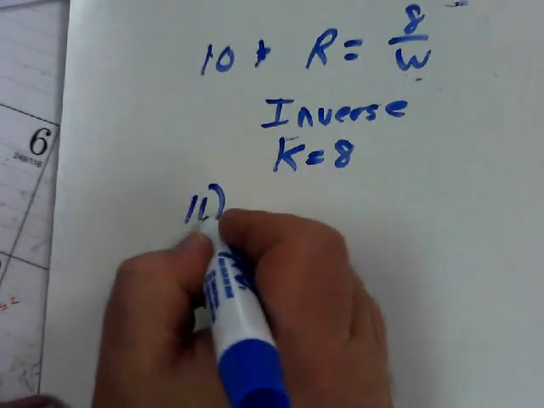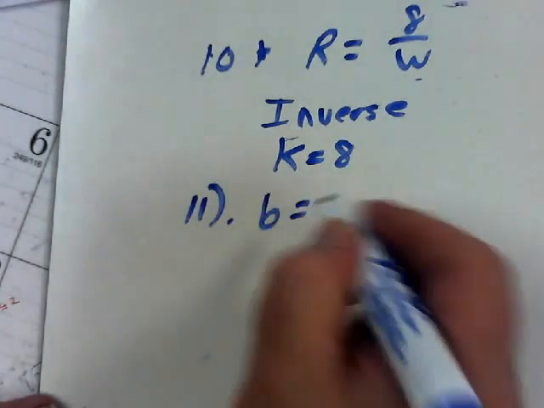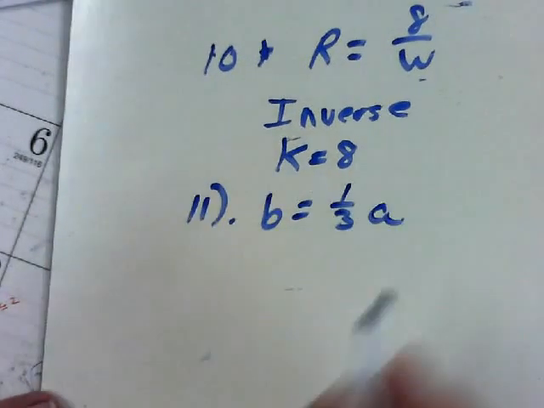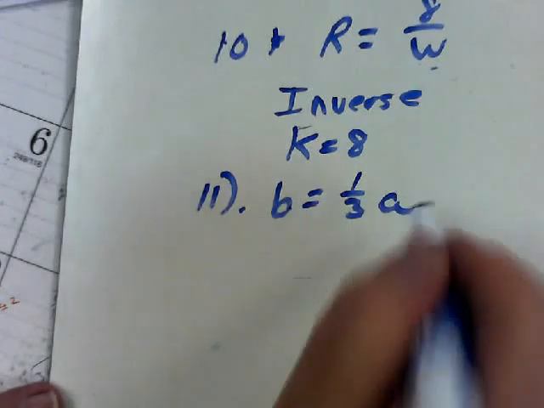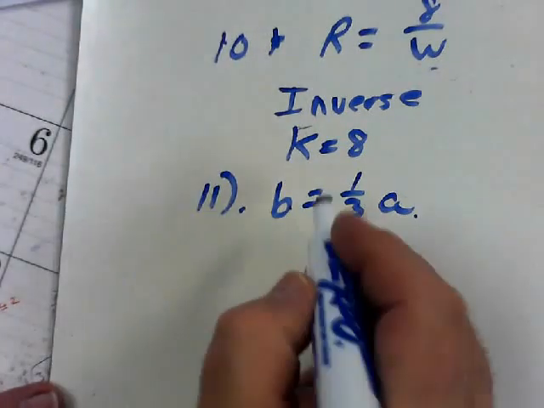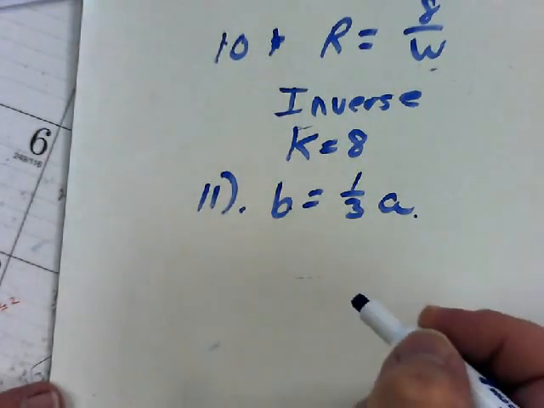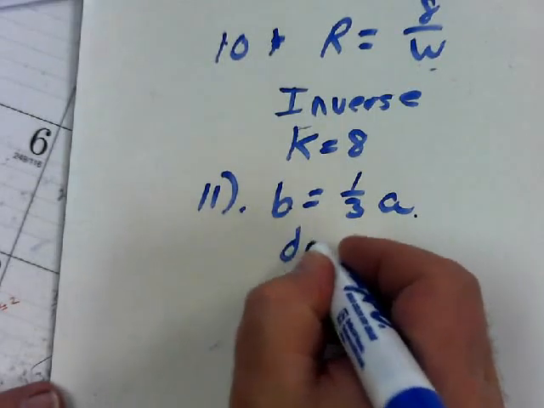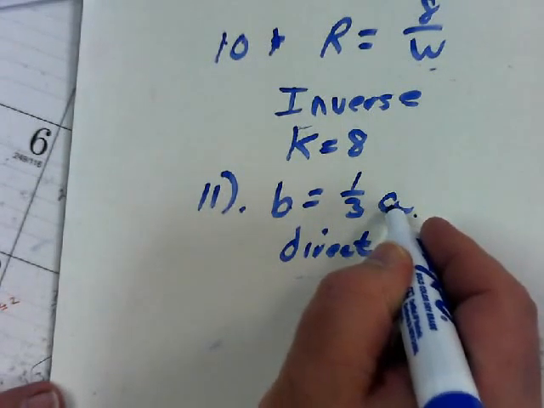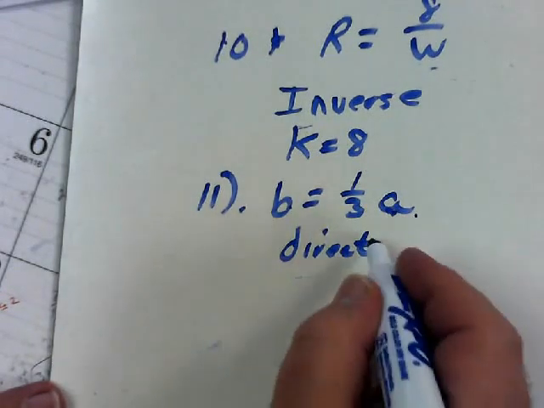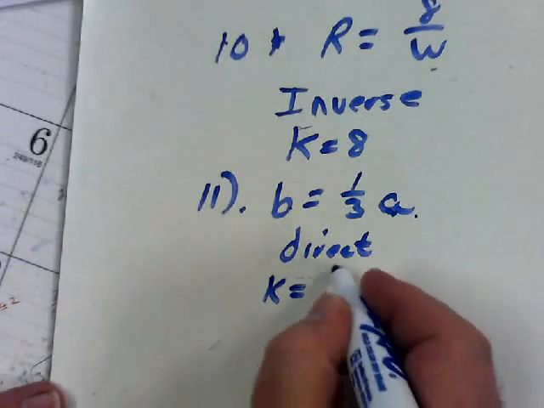Number 11. B equals 1/3 A. How many items am I comparing? 2, the B and the A. It's going to be direct, because this happens to be in the numerator, doesn't it? Not in the denominator, still in the numerator. So the K would be 1/3.